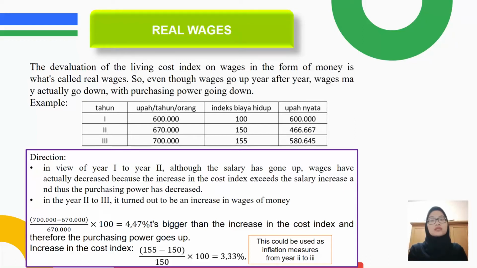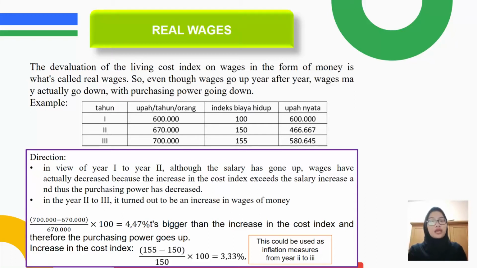because the increase in the cost index exceeds the salary increase and thus the purchasing power has decreased. And second, in the year 2 to 3, it turned out to be an increase in the wages of money. So it should be 700,000 minus 670,000 per 670,000 multiplied by 100 equals 4.47%. It's bigger than the increase in the cost index and therefore the purchasing power goes up.